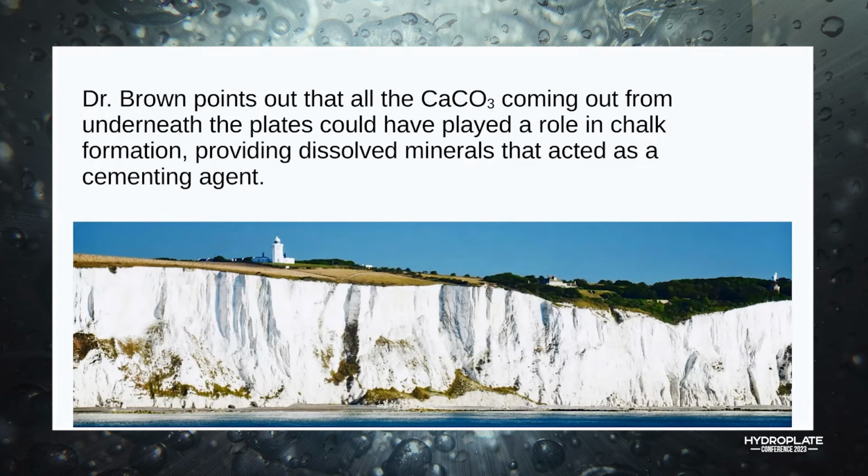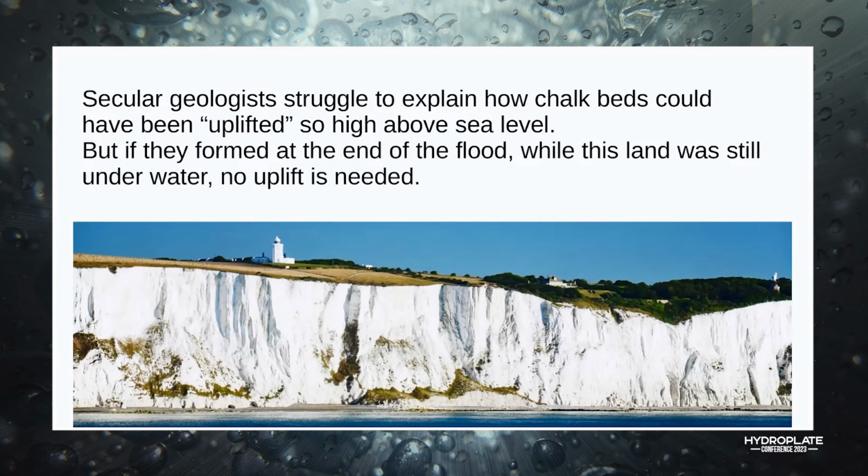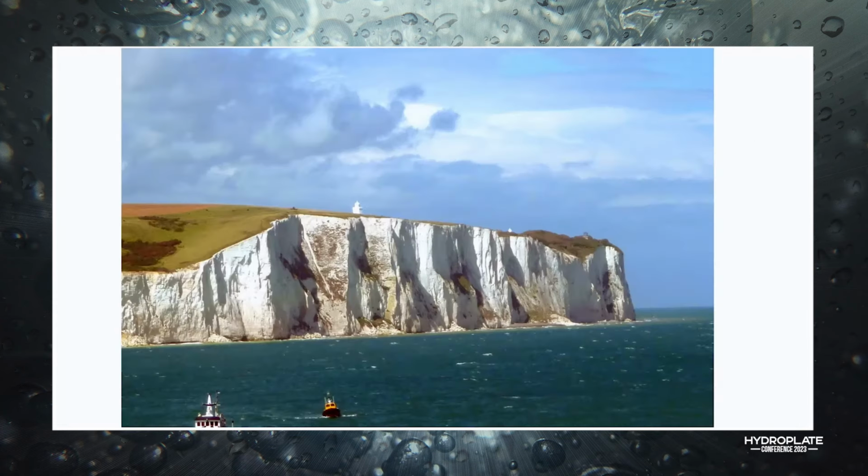Now, Dr. Brown points out that all the calcium carbonate coming out from underneath the plates could have played a role in chalk formation, providing dissolved minerals that would act not only as building material for the shells, but also as a cementing agent. Secular geologists struggle to explain how these chalk beds could have been uplifted so high above sea level. If they're the product of a warm, shallow sea, that means they were underwater at the time of formation. So we know this land was submerged when they were created. But if they formed at the end of the flood, while the land was still underwater, no uplift is needed.